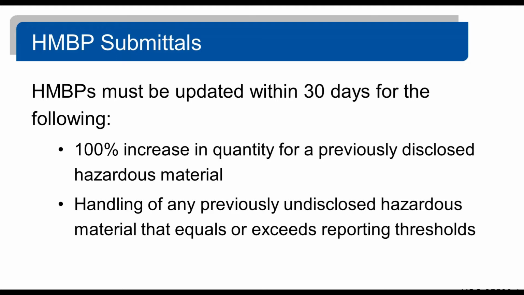If there is a 100% increase in the quantity of a previously disclosed hazardous material, you must update your HMBP within 30 days. So if we reported we had 55 gallons of, say, used oil, and we increased to 110 gallons, that would require us to update our plan within 30 days of that change. So a doubling of the chemicals on site for any amount of time is going to require an update within 30 days. Or additionally, if you now are handling any hazardous materials that exceed a reporting threshold that had not previously been included, you're going to need to update your plan to include those new chemicals now at your facility.